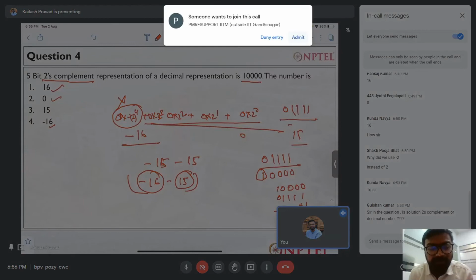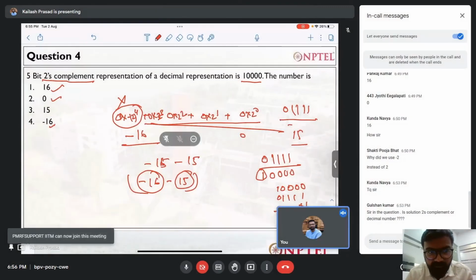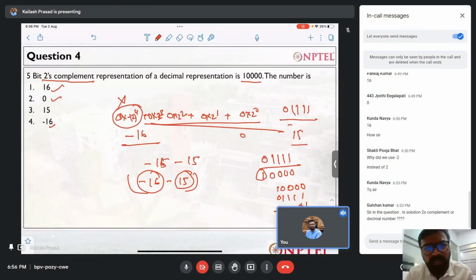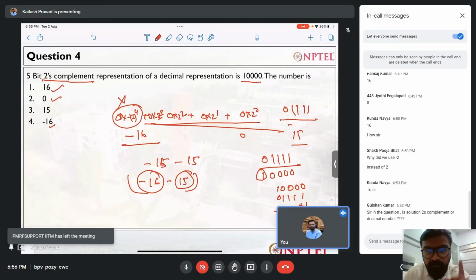Please understand, this is very important. 2s complement representation is designed to handle negative numbers. We do not have any problem representing positive numbers, neither in sign magnitude form, nor in 1s complement form or 2s complement form. All of these, sign magnitude, 1s complement and 2s complement, are designed to represent negative numbers.